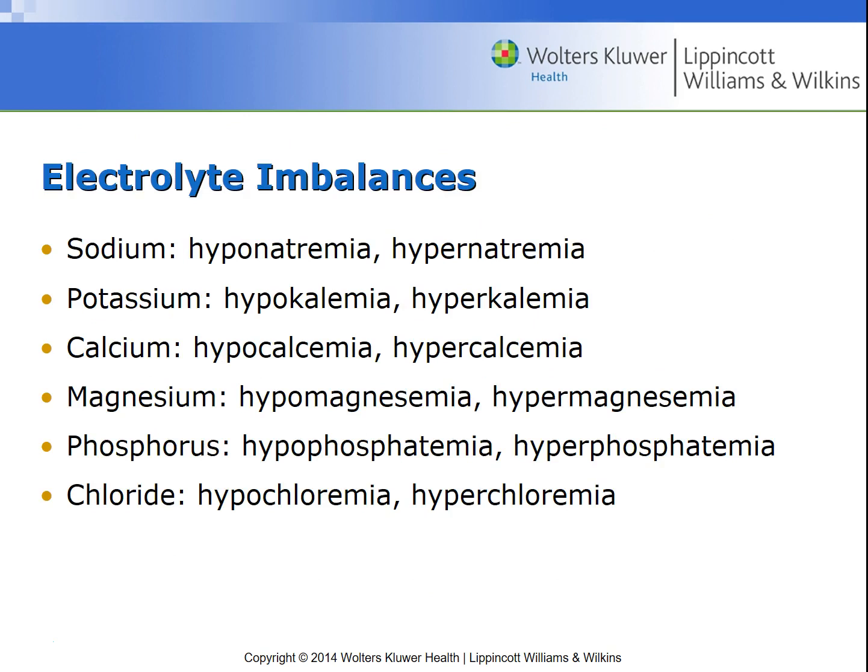All right, so electrolyte imbalances. We have sodium, we have potassium, calcium, magnesium, phosphorus, and chloride. Again, these are on pages 246 and 247 of your book.